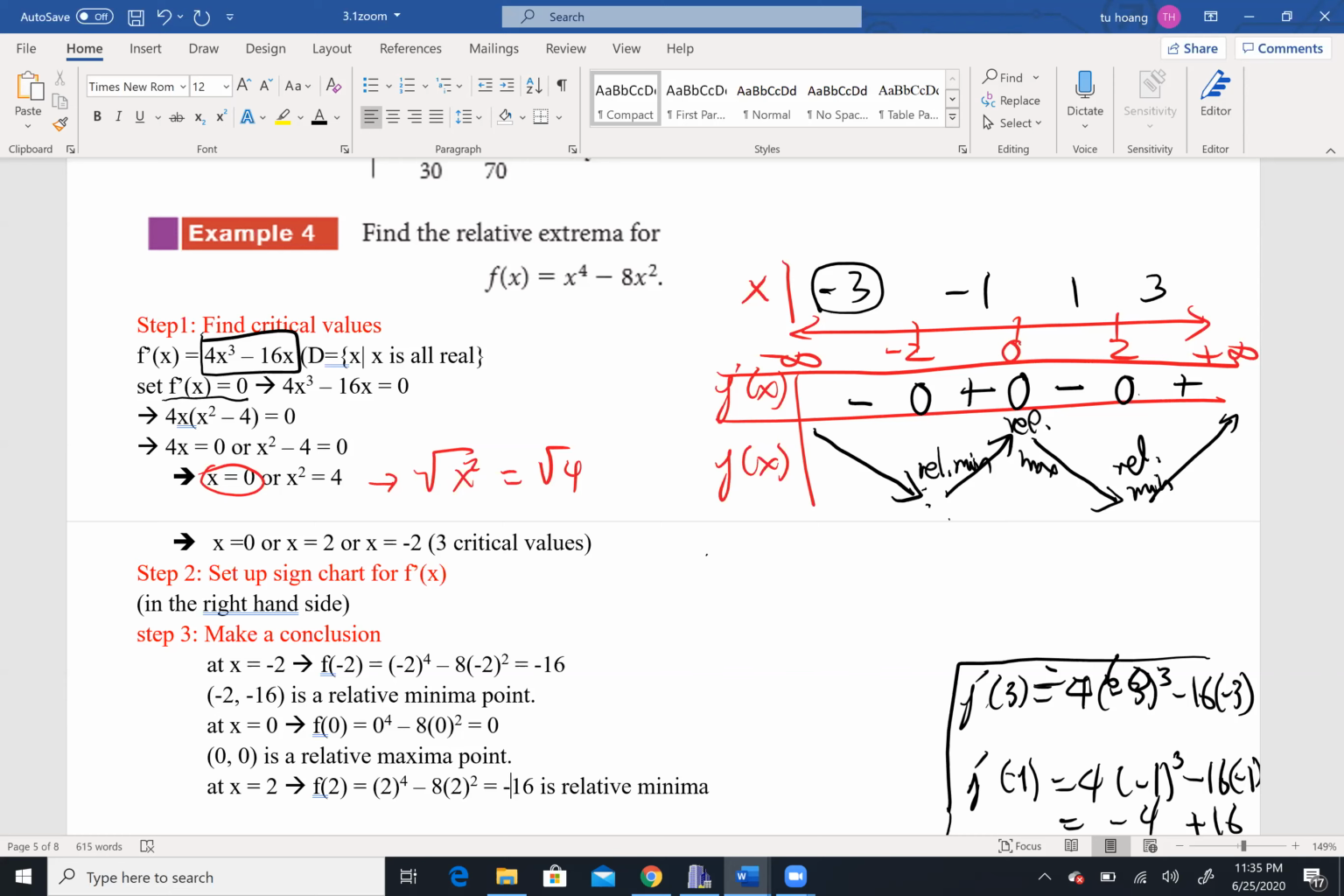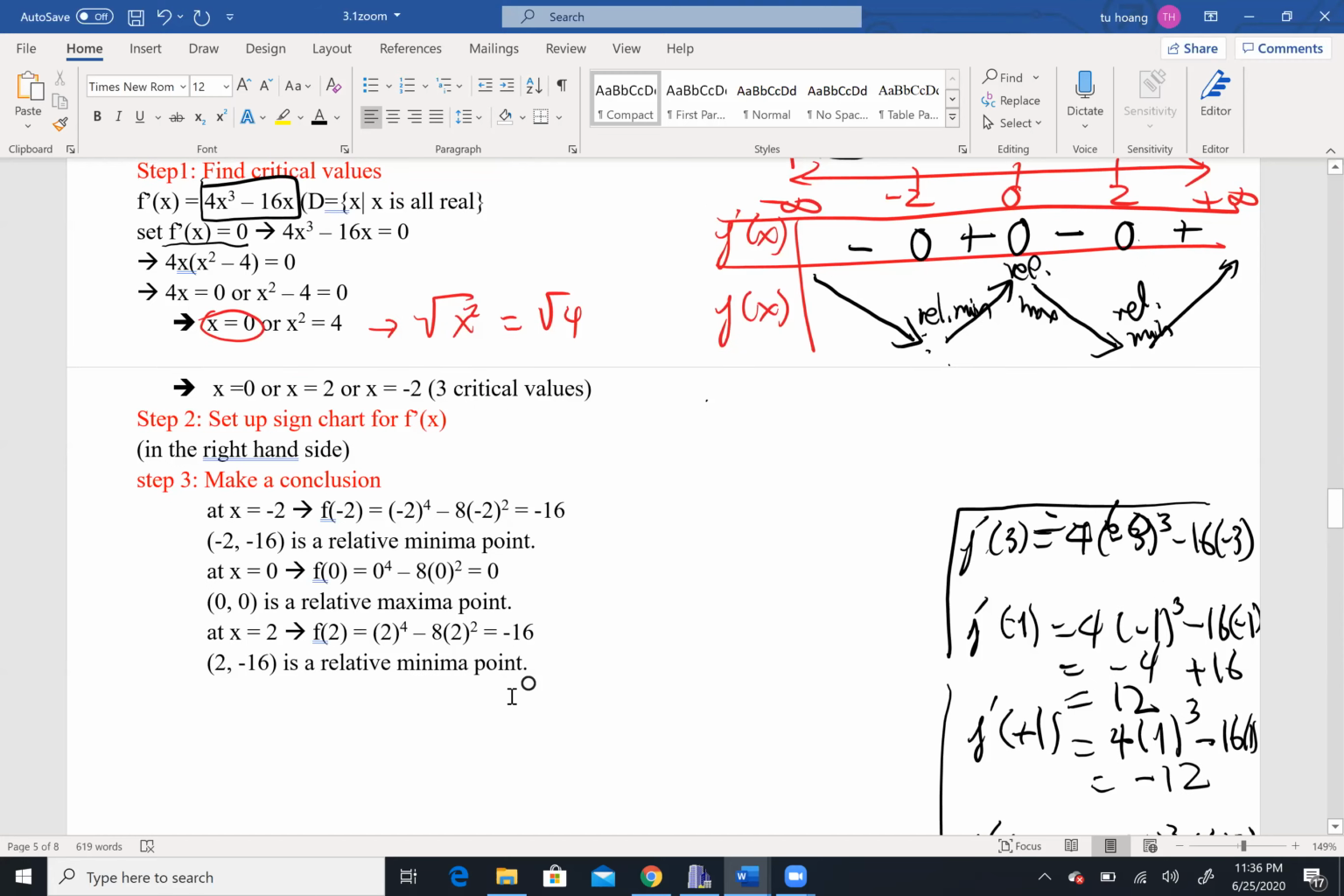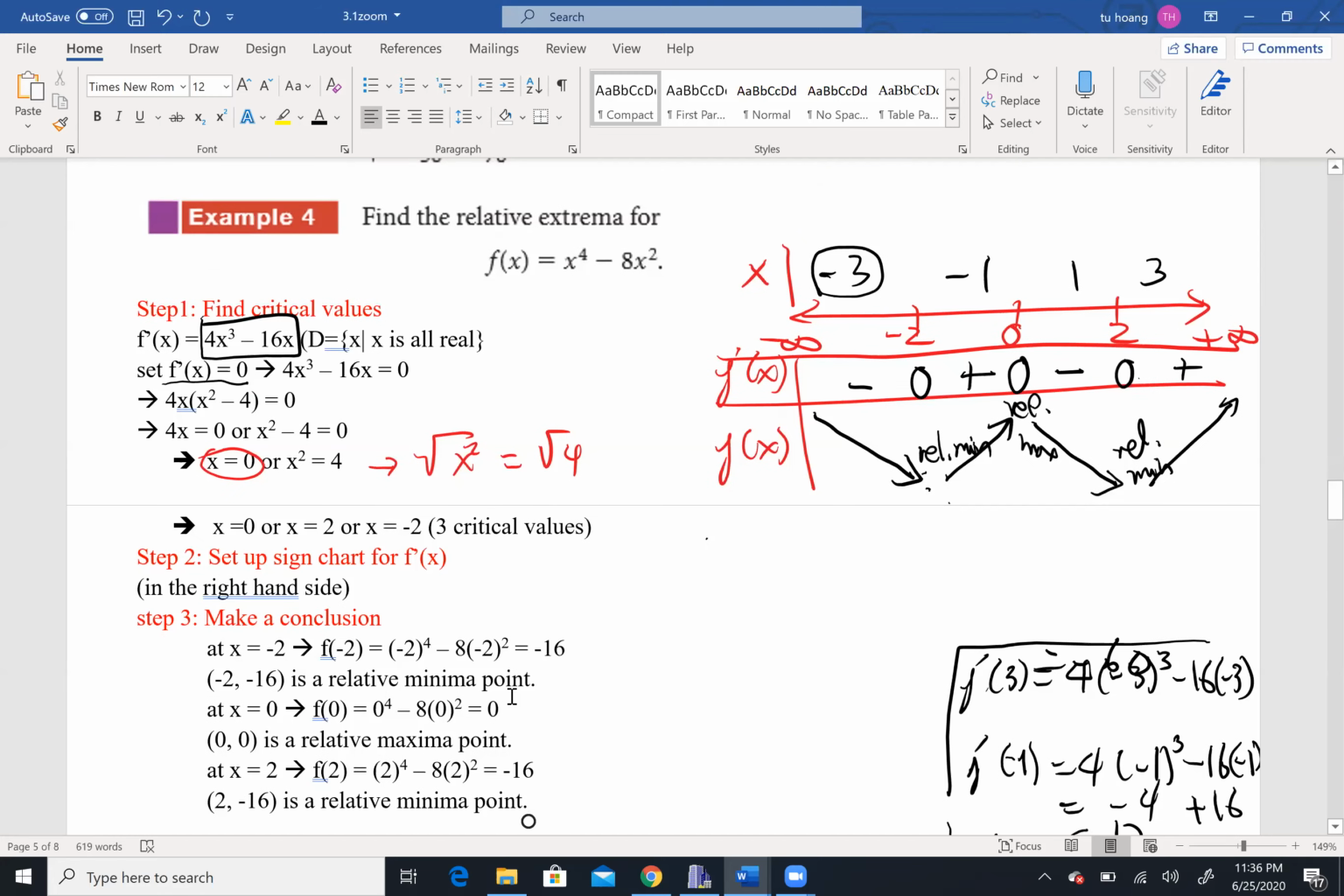And the last one, I would say (2, negative 16) is a relative minima point. Okay, and that's going to be the answer for example 4.